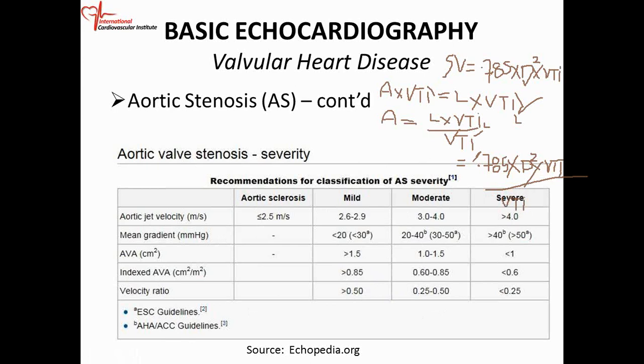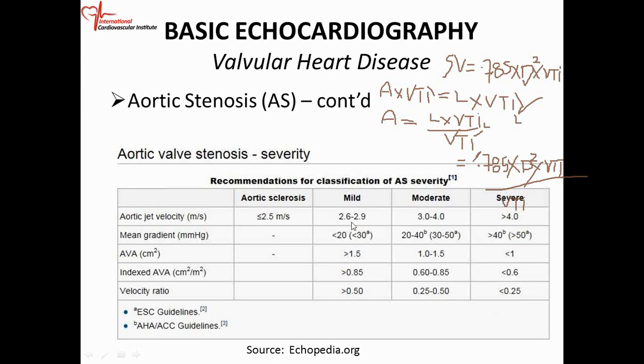Okay? So again, you have to know what is severe, because if the patient is symptomatic and has severe aortic stenosis, you're going to send these patients to surgery. So the velocity greater than 4 meters per second, mean gradient greater than 40 millimeters of mercury, valve area less than 1 centimeter squared, or if you index it and it's less than 0.6, or if you do a velocity ratio and it's less than 0.25.